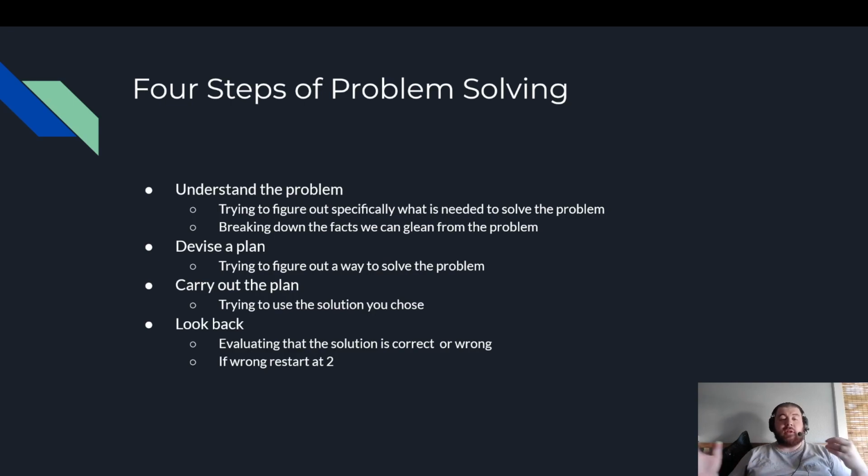Devising a plan is really trying to figure out what way you're going to attempt to solve the problem. Carrying out the plan is you just try to use that solution you came up with and see if it works. And then looking back is you evaluate to see if you got the correct solution. And if you're wrong, maybe you need to go back to number two to devise a new plan, or maybe you need to go back to number one, which is understanding the problem, to make sure you really understand what the problem is and what you need to solve for.